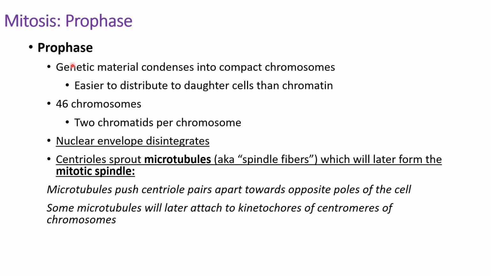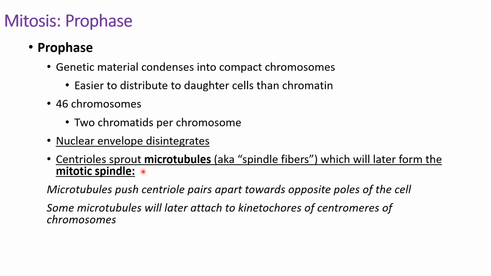Now, what's happening in prophase is that we're going to see the nuclear envelope disintegrate. In other words, the nucleus is going to start to break down. Why do we want that? We want that because we need to get access to the genetic material that's being stored in that nucleus, because we need to eventually pass that genetic material on to our daughter cells.